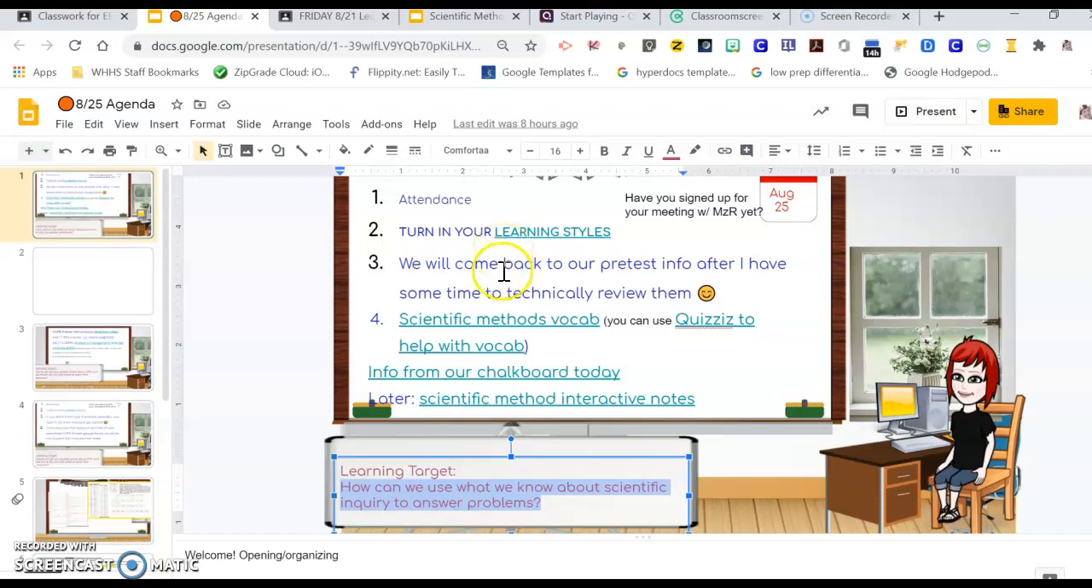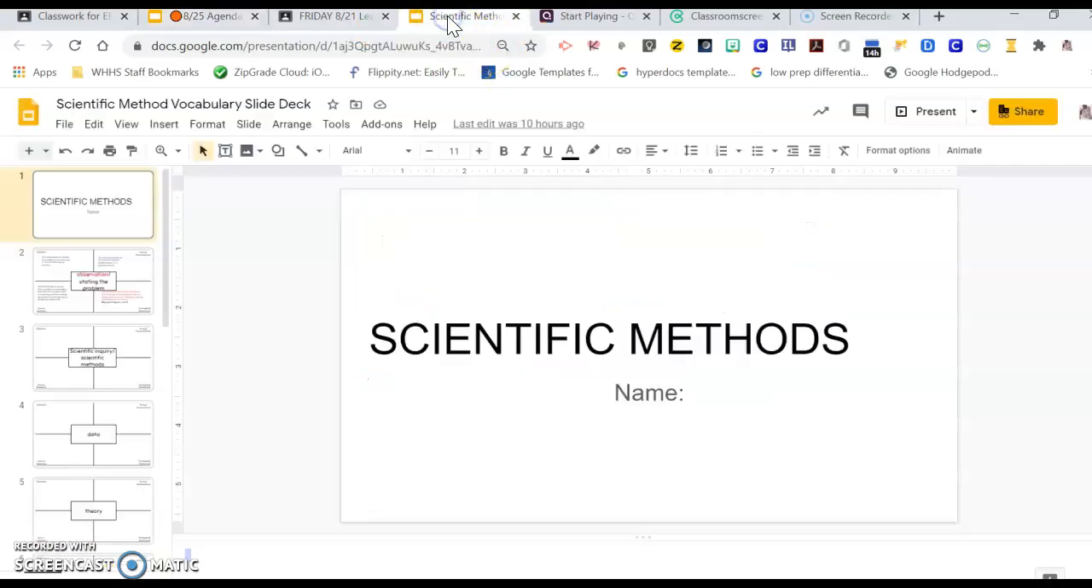So if you scroll on down in our agenda, the learning target for today is how can we use what we know about the scientific inquiry, scientific method, to answer problems. So we're getting ready to talk about scientific method. That's going to be our first official unit. So if you look at the vocabulary specifically, that looks like this.